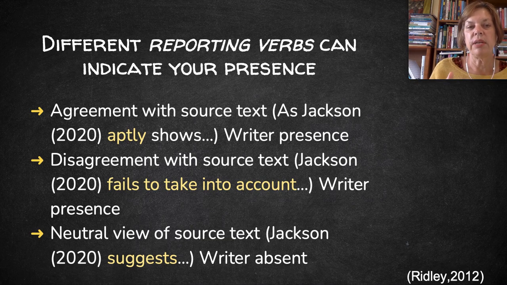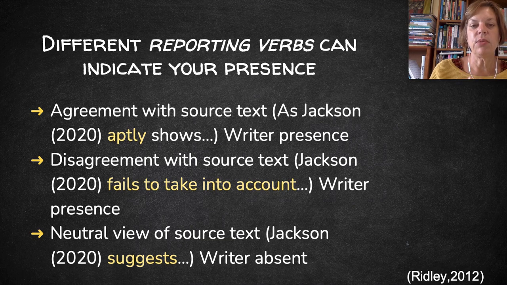So different reporting verbs can indicate your presence. So if you say notes, suggests, convincingly argues, along the range they can go from being neutral to being in agreement or in disagreement. So agreement with the source text shows your presence as aligning yourself with the source text author, as Jackson 2020 aptly shows. So you're saying, I agree with Jackson, and it's quite obvious.